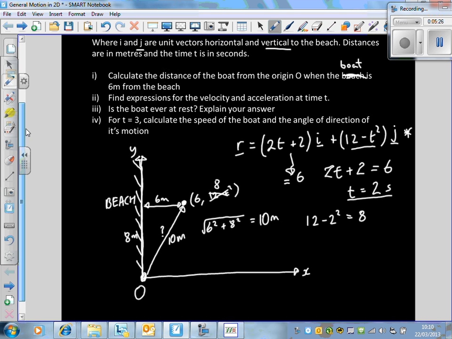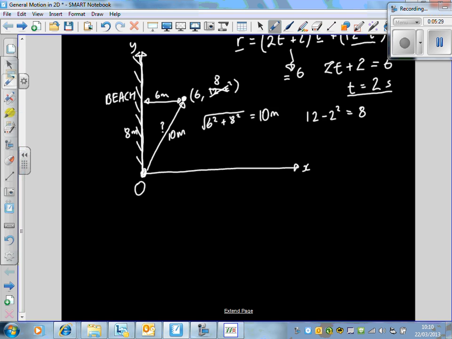What about the second one? Find expressions for the velocity and acceleration at time t. This is really where we looked at where we were yesterday. r is equal to 2t plus 2 i plus 12 minus t squared j. We need expressions for the velocity, which is going to be a vector, and the acceleration. What's your gut instinct for velocity? How do we work out the velocity if we know the distance?